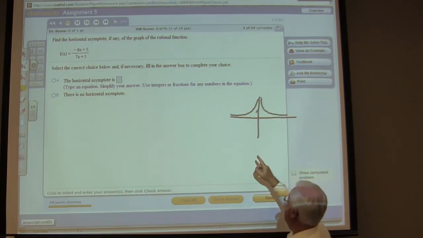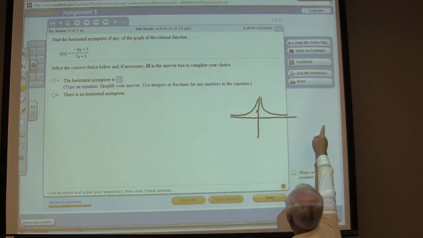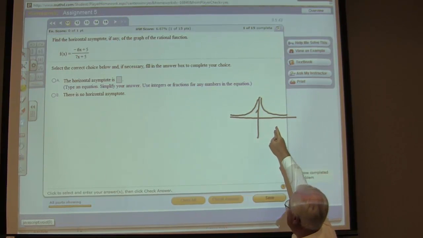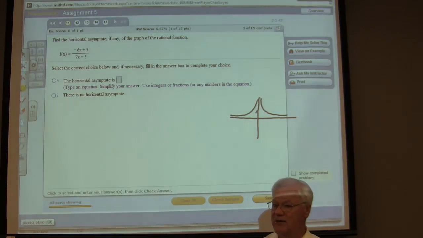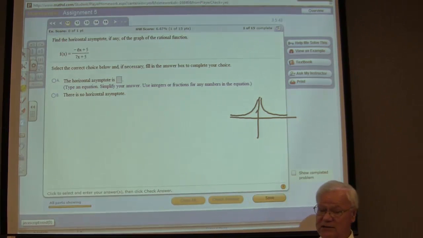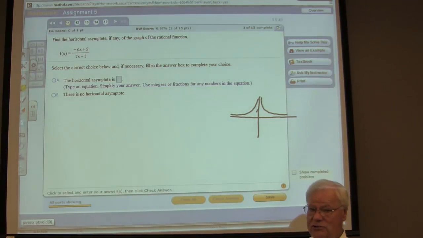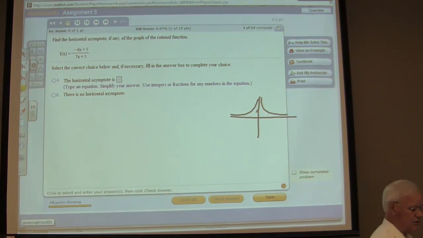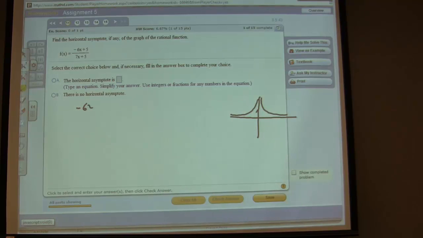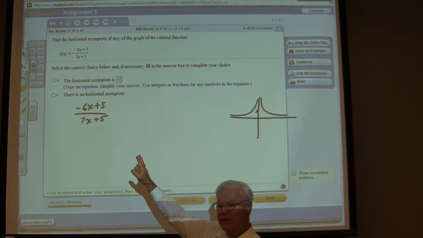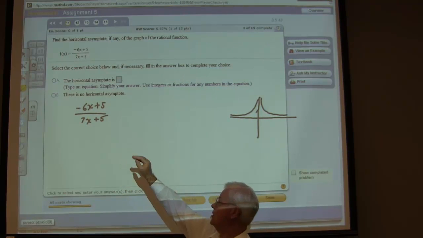Well, let's see. How can we figure out what that horizontal asymptote is? Well, the tool we're going to use is that as this goes out farther and farther, it's getting closer and closer. So maybe what we ought to do is investigate what happens as x gets very, very big. In other words, as it goes way out the x-axis, what's the equation getting close to? Let's take a look at this. If I take this equation, and I start talking about what's going to happen as x gets very, very big. I mean very, very big, like a million or a billion or a trillion.